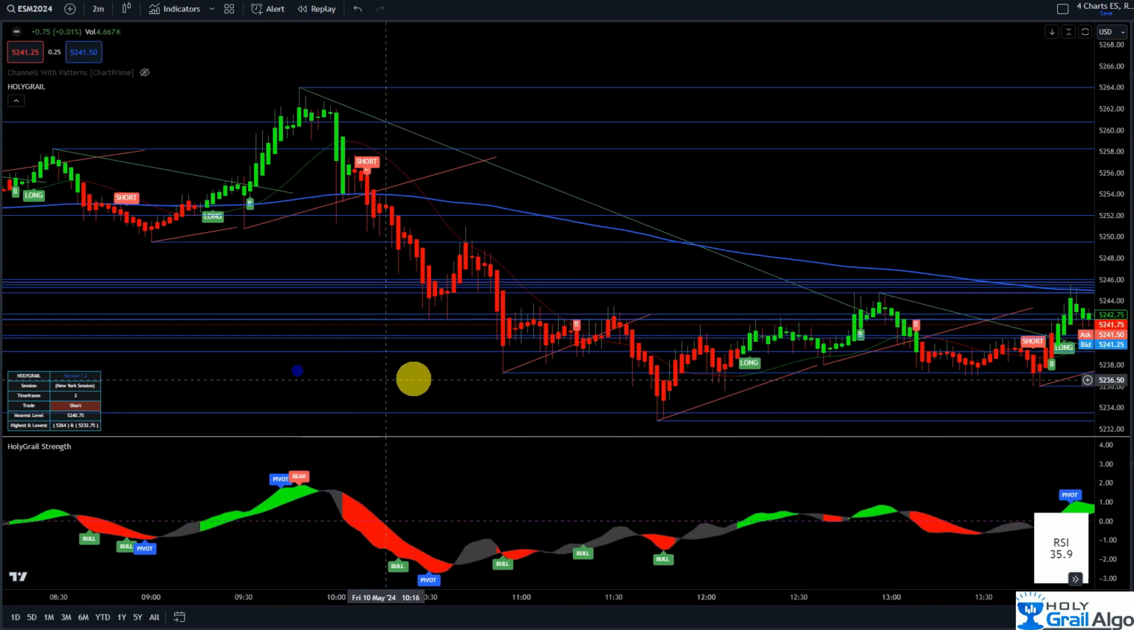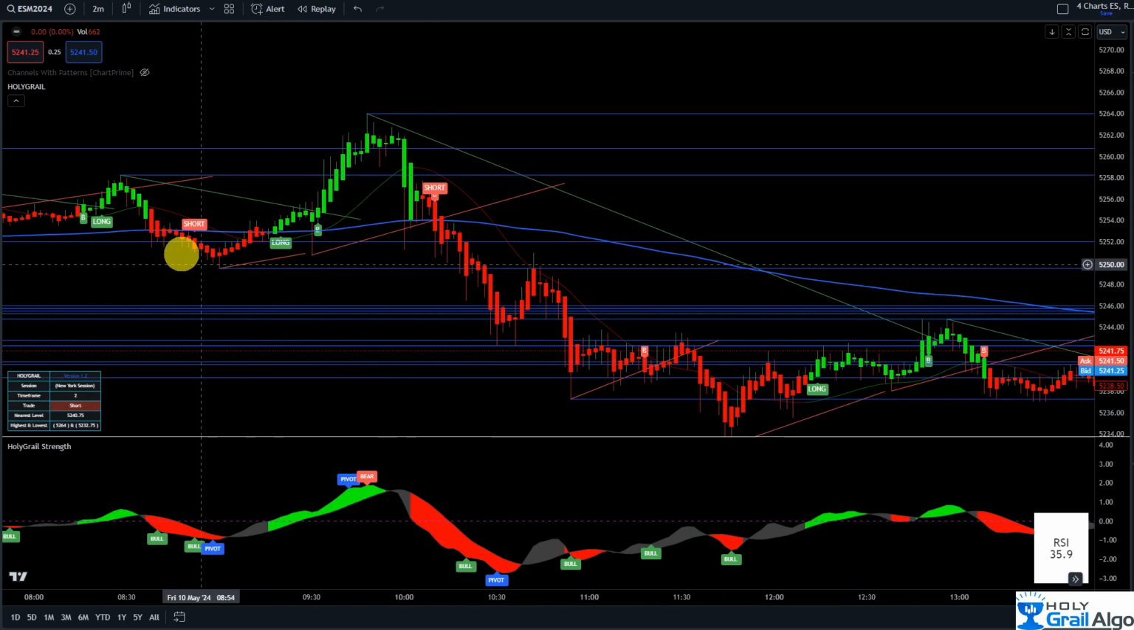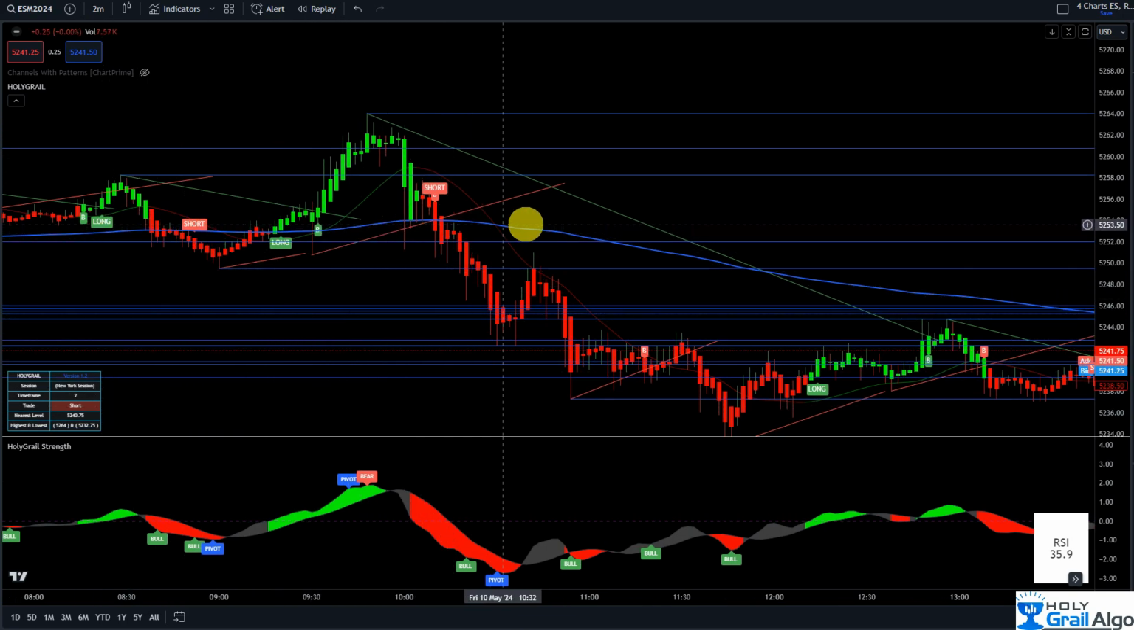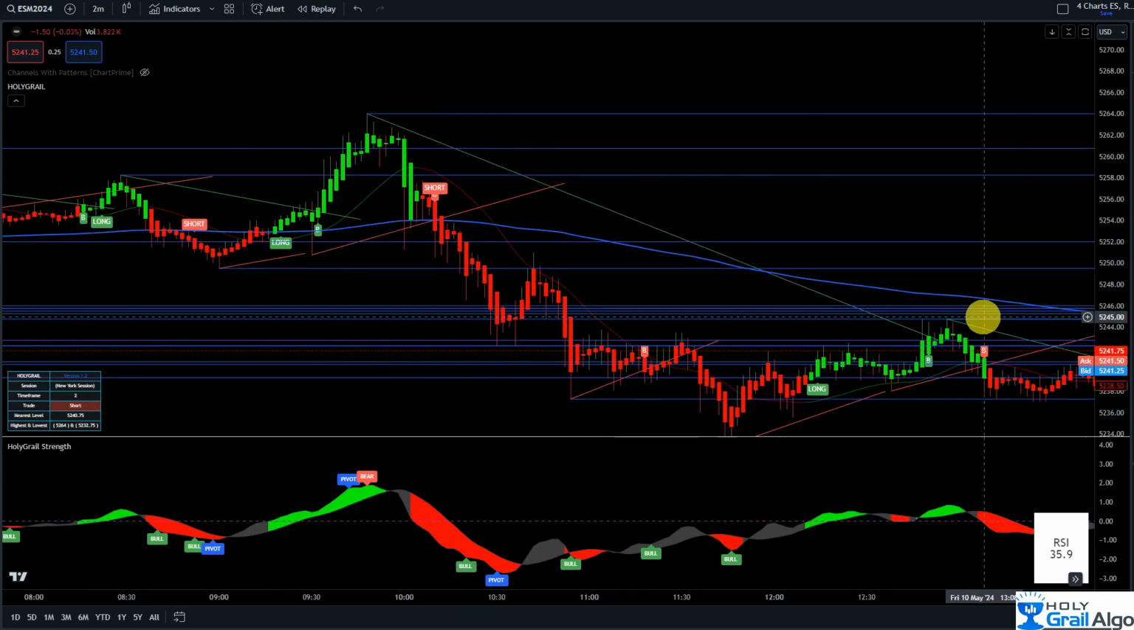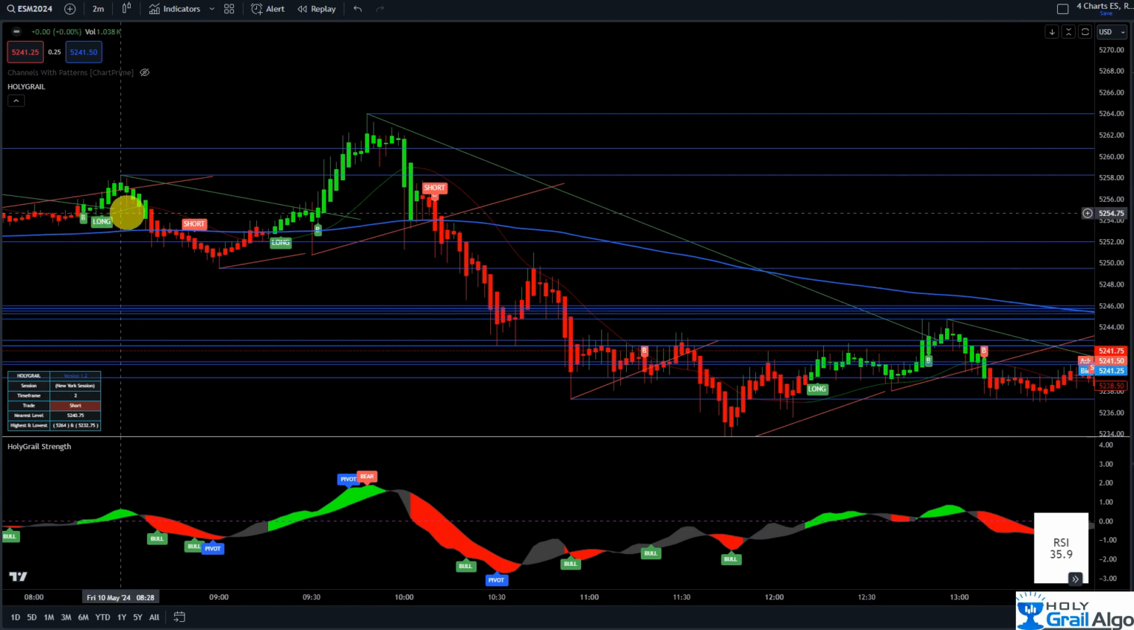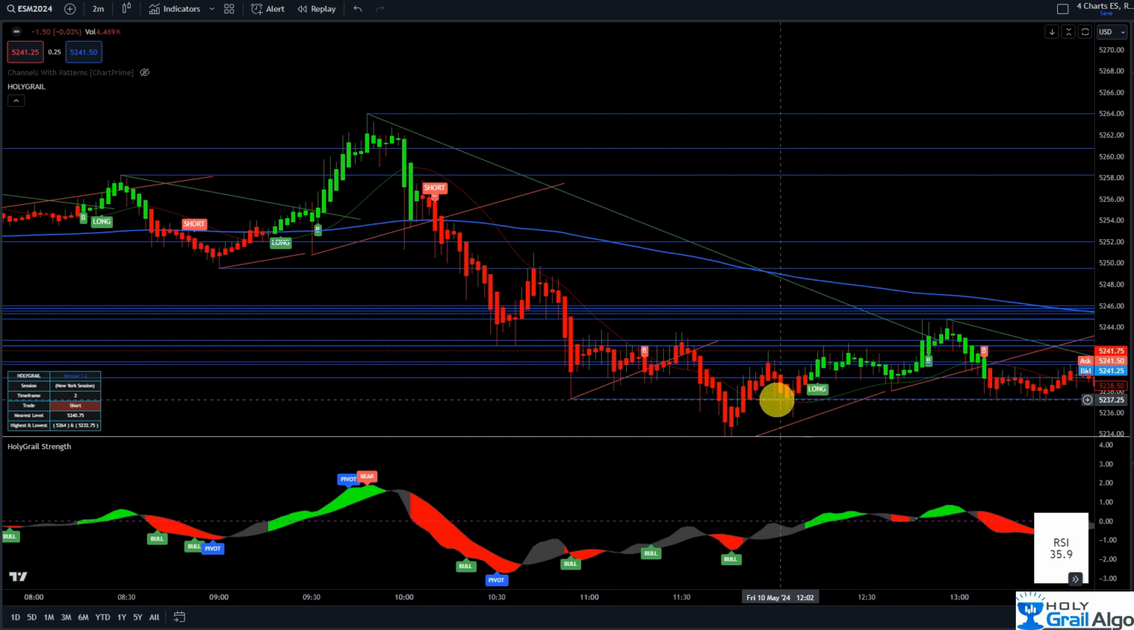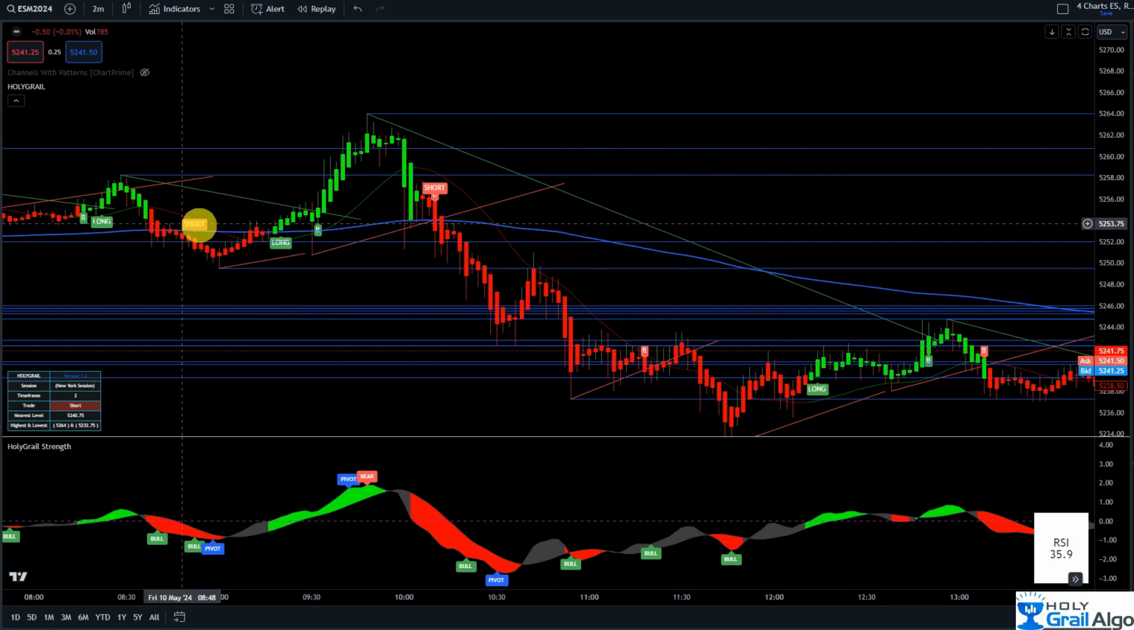Let me show you here what all of these do. So we've got this blue line right here. This is the 200 EMA. The red and green line that you see, it's a real thin line running through here. That is the Hall moving average. And obviously it prints long and short calls.